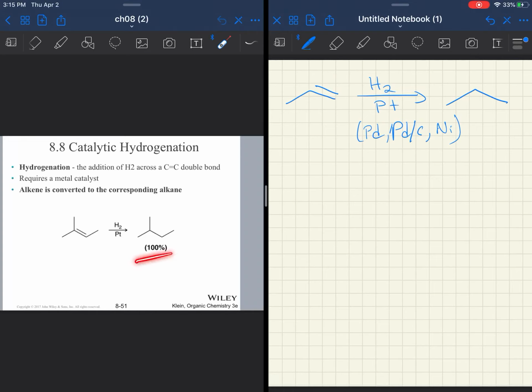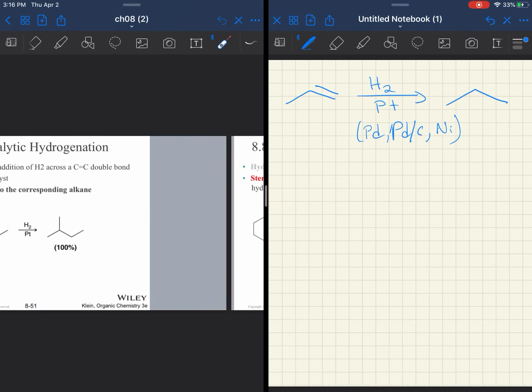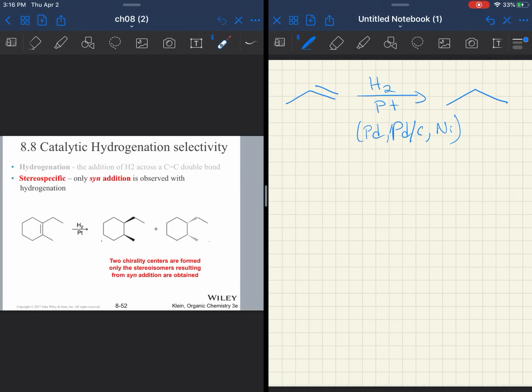These are all possible catalysts you could use. The result is always an alkane from that alkene. This reaction goes really well. There's no big competing minor products. You usually get really good yield from this reaction.